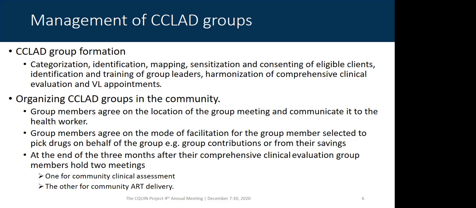At the end of 3 months after the comprehensive clinical evaluation, group members hold 2 meetings. One meeting is a community clinical assessment. This is a day or 2 prior to visiting the facility. And the other meeting is after one member has picked the drugs, which is called the post-drug pickup meeting, where they do community delivery.